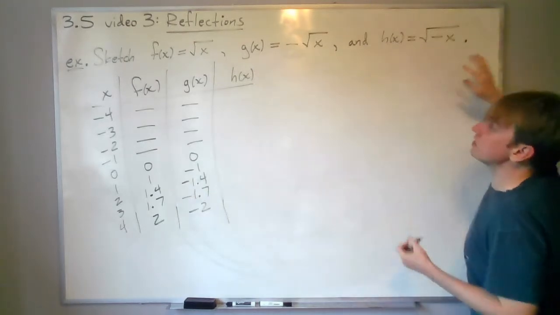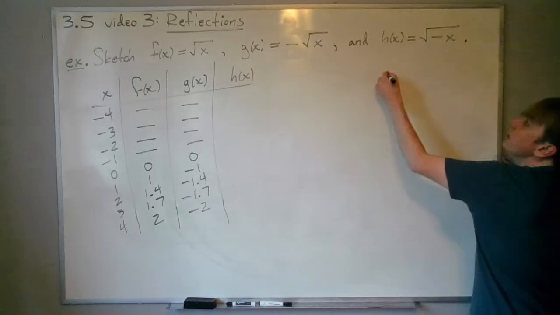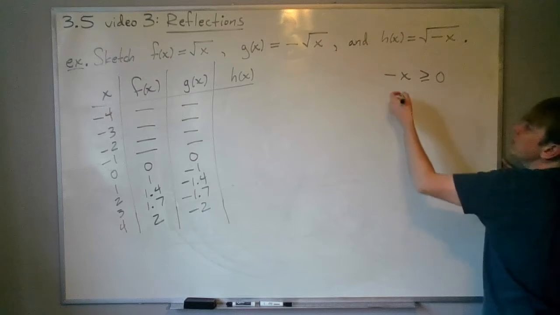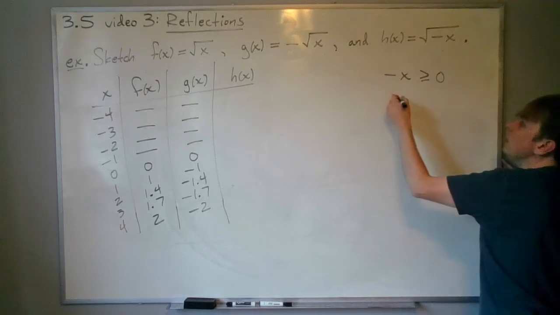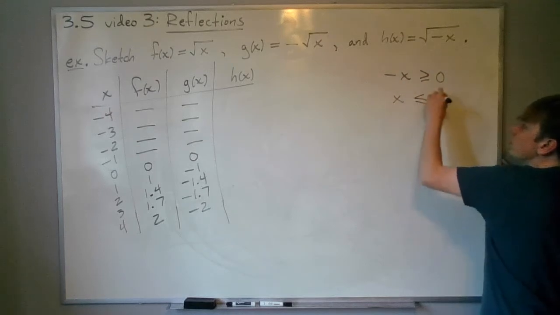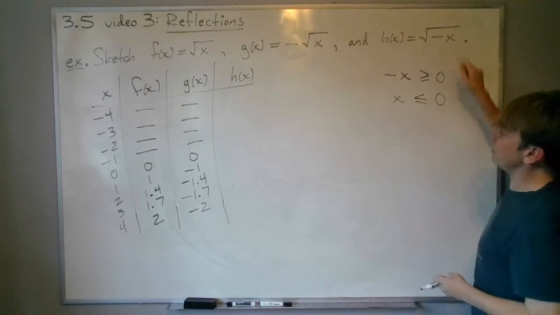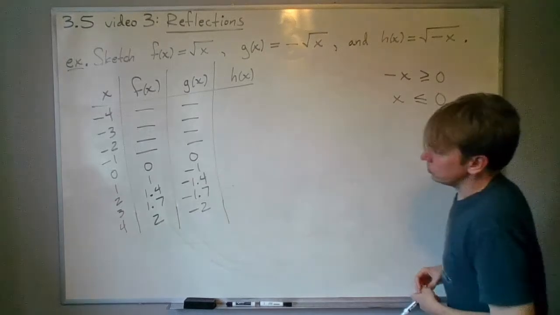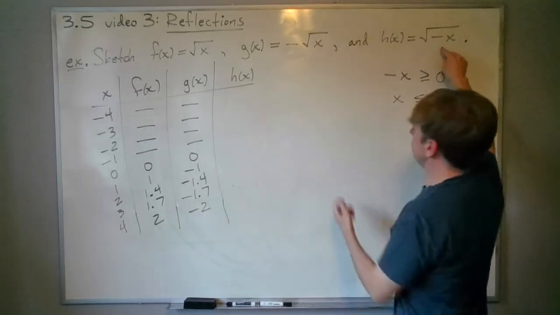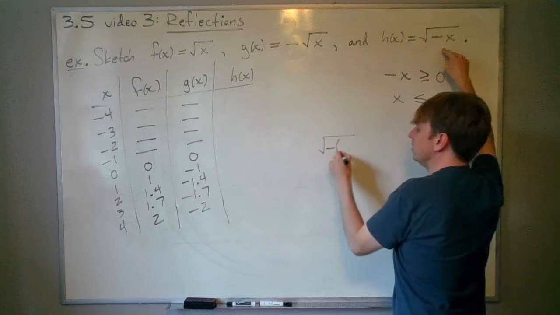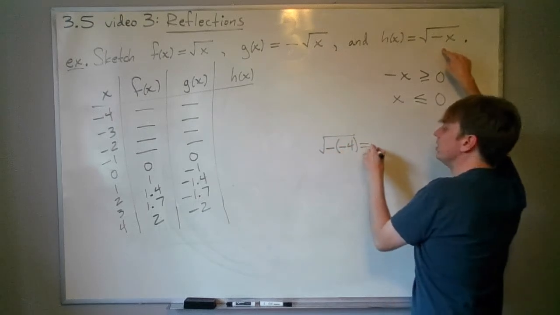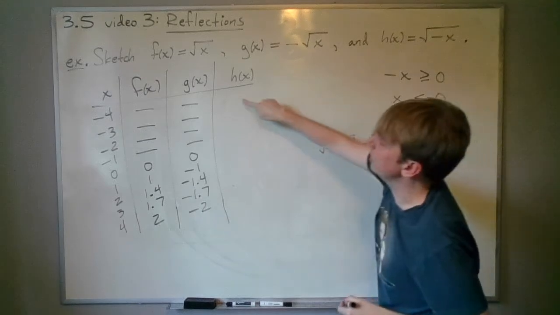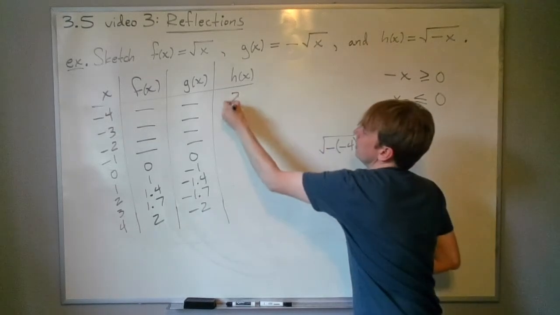If we're really concerned about the domain, realize that we need to make sure that minus x has to be greater than or equal to 0, which just means if you multiply it by a negative, that x has to be less than or equal to 0. So our domain for this function is actually negative numbers, or non-positive numbers. So if I plug -4 into that function, the square root of -(-4) would be the square root of +4, which is 2. So I can actually plug in -4 into h, and I'll get a 2.